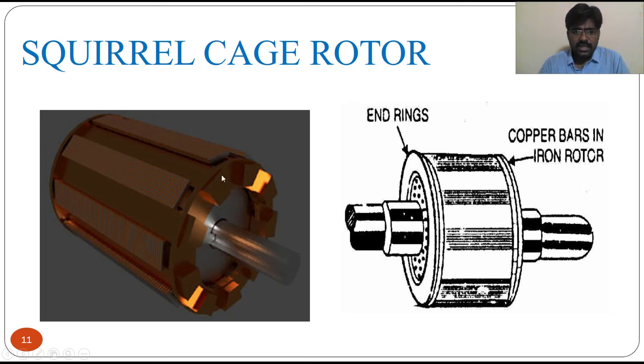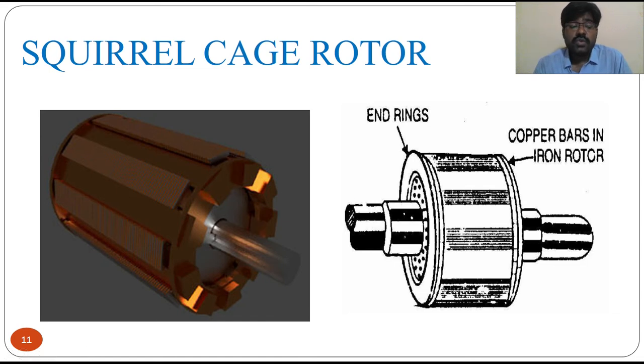So this is the shaft. On the shaft only the squirrel cage rotor will be mounted. These lines you can see are the number of rotor bars. These are the rotor bars. They are made up of copper or aluminum, because they are used to carry the current only. Anything which is used to carry the current is made up of either copper or aluminum.